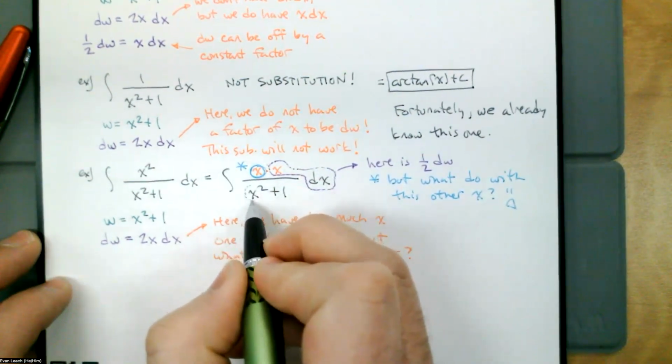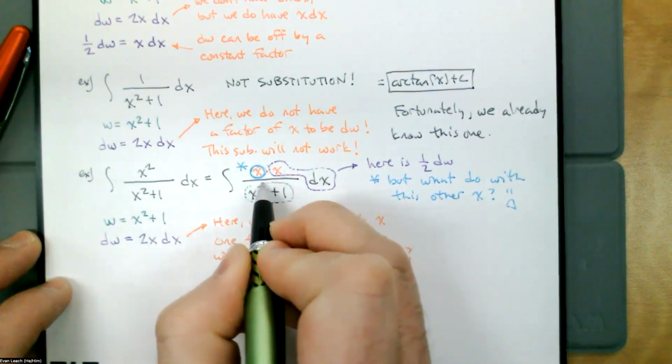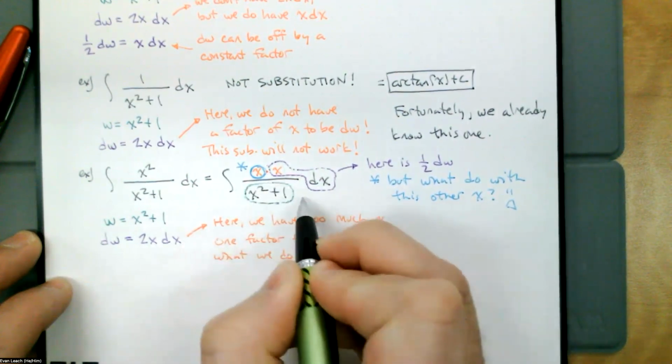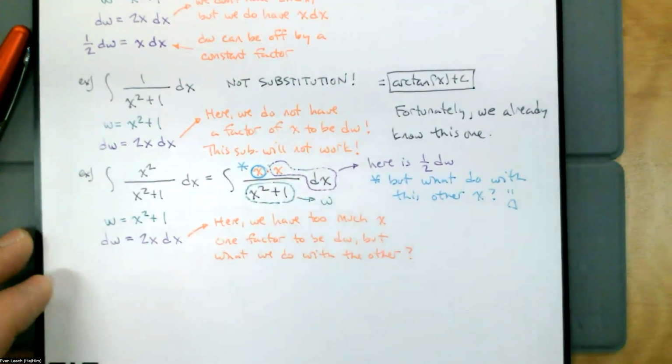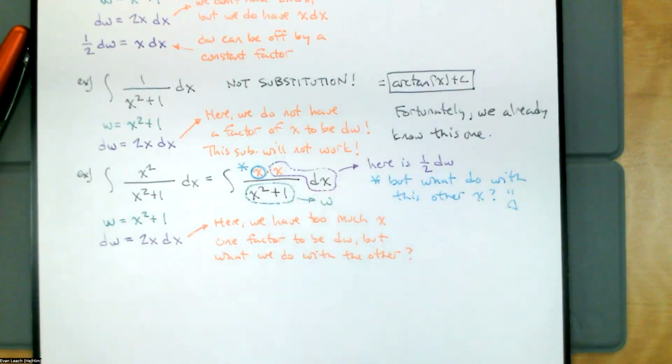The x squared plus 1, that can be the w. X dx can be 1/2 dw, but I've got that other factor of x up in the numerator we've got nothing to do with. We can't just leave it there.